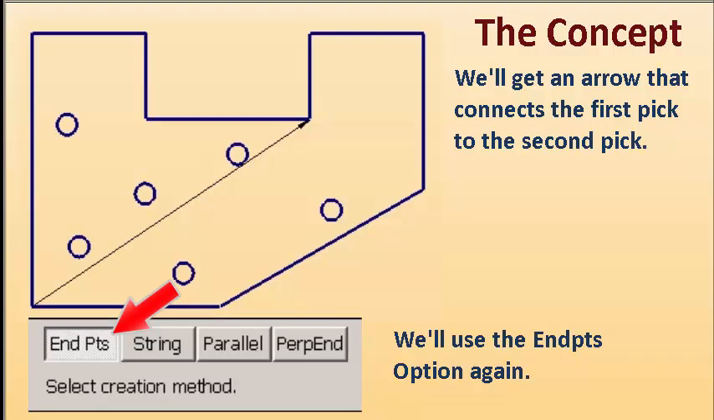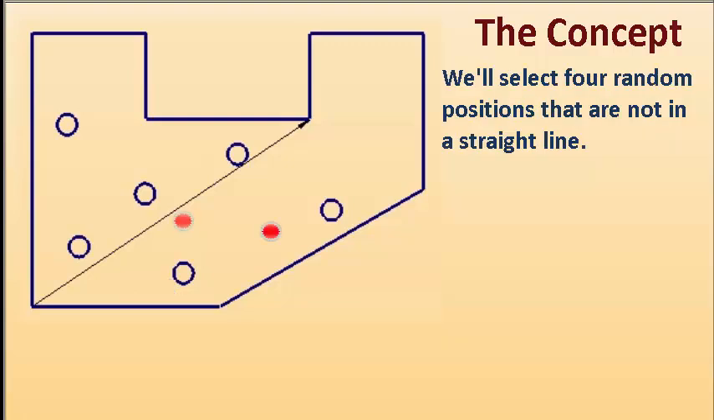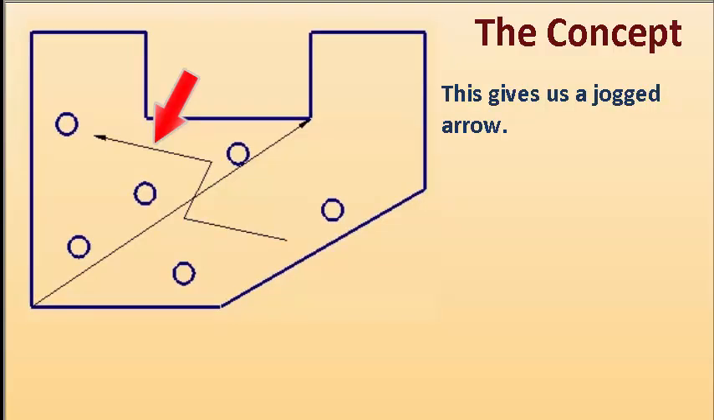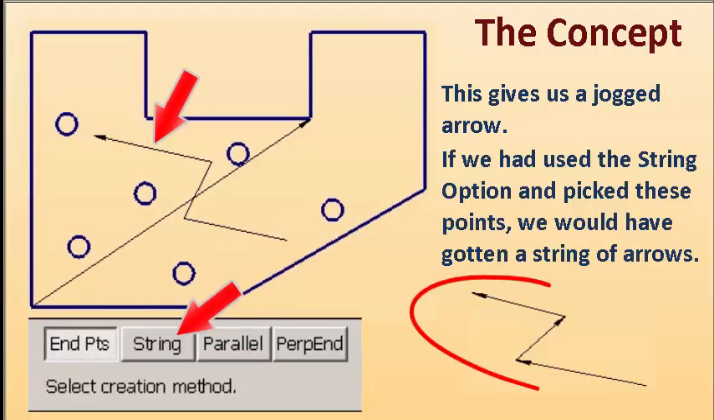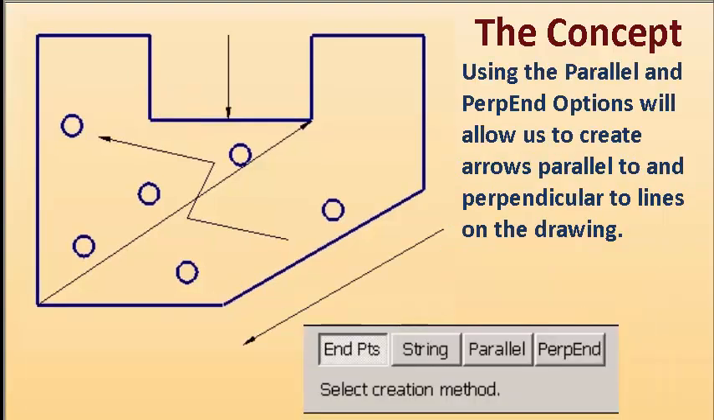We'll use the endpoints option again. We'll select 4 random positions that are not in a straight line. This will give us a jogged arrow. If we had used the string option to pick these points, we would have gotten a string of arrows instead.